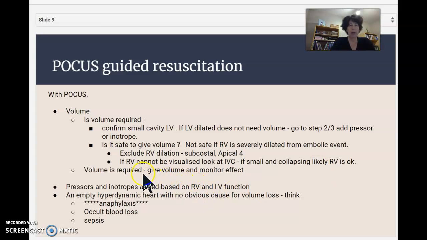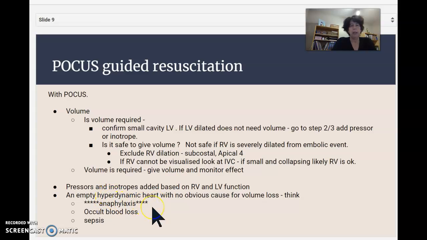If the volume is required, you give more volume and then you repeat this and see what it looks like. You can add precision inotropes based on your function, so whether you need inotropes or whether you need more pressors. And then you can do your lung scanning, which will really definitively tell you whether there's movement of that lung and the potential for pneumothorax, which is a much better exam than a clinical exam to investigate that.